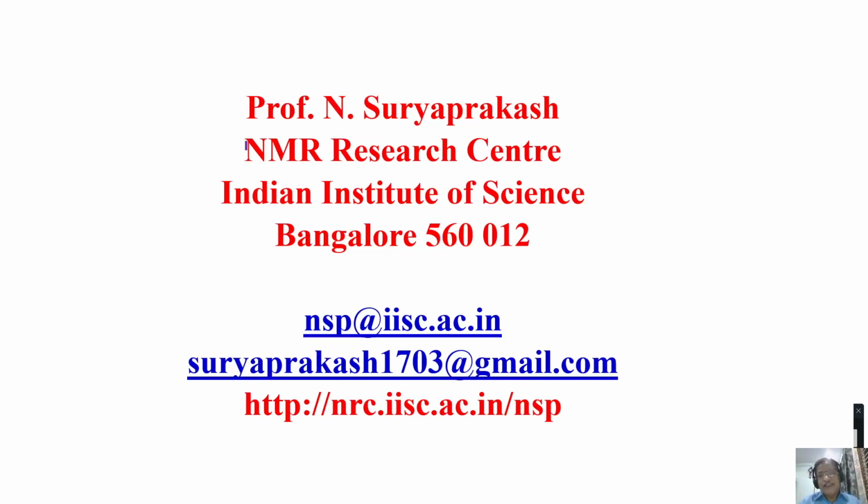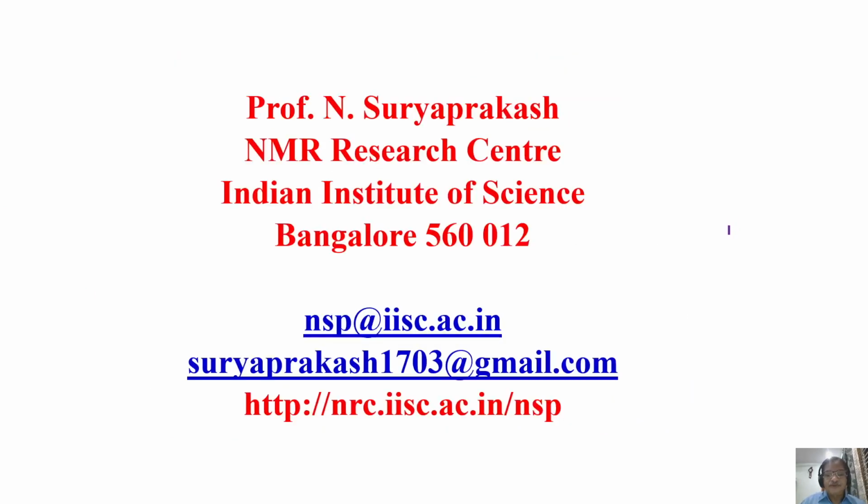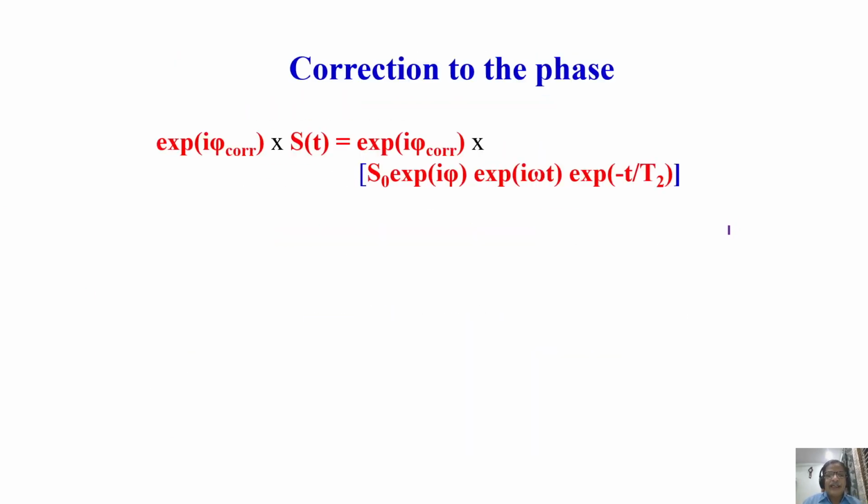Now, continue with the phase correction. We saw there are phase errors. We also discussed why they come. We said when the real and imaginary parts are not exactly out of phase, we are going to get different types of phase errors in the signal. It can even go from negative absorption to positive absorption. The angle can range from minus 180 to plus 180, and the phase errors can go all along. Okay, let us continue with this phase correction today.